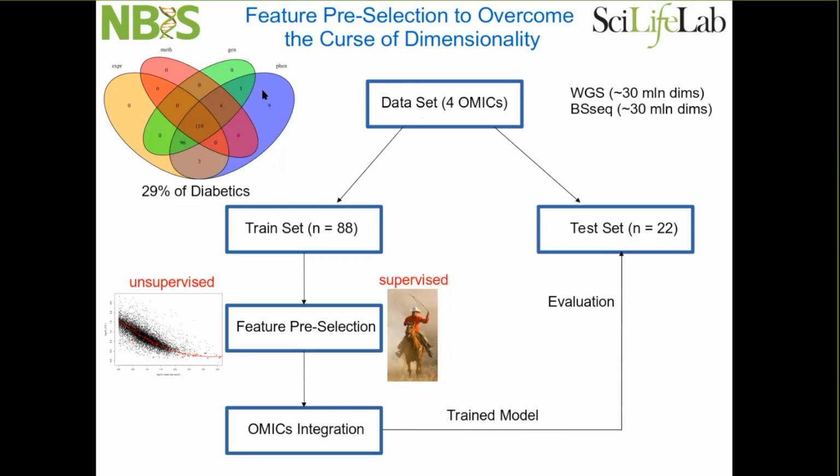When you have multiple data types, maybe you have gene expression, methylation data, genotype, and phenotypic data. And you have a clear phenotype of interest, diabetes, maybe, as an example. Out of your 110 samples mentioned here, you have 29% of diabetics. So roughly 30% of the samples are cases, the rest are controls. So the first step you do in any machine learning is always split your data into train and test data set.